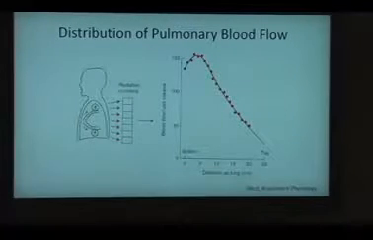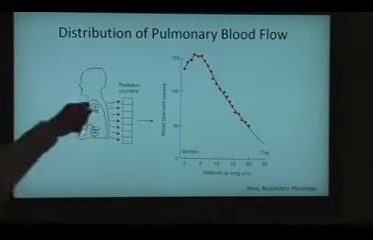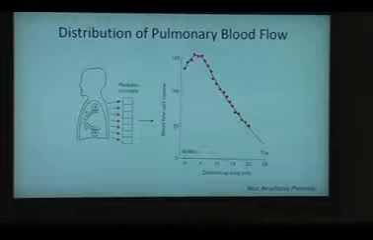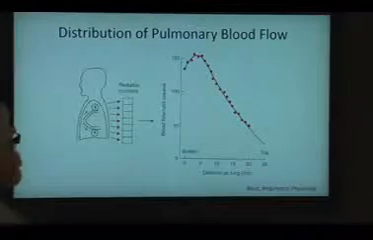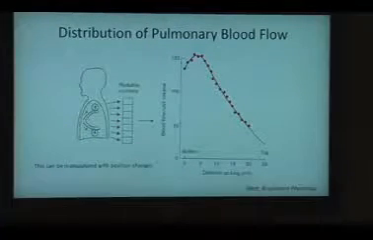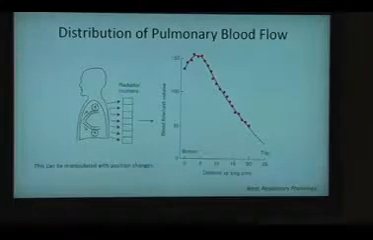So in an upright position, most of the blood flows here. If you lay down flat, supine, most of the blood flow is to the posterior aspects of the lung. If you stand on your head, most of the blood flow is going to be to the apex. So it's a gravity effect. That can be manipulated with position changes, like with prone positioning, for example.